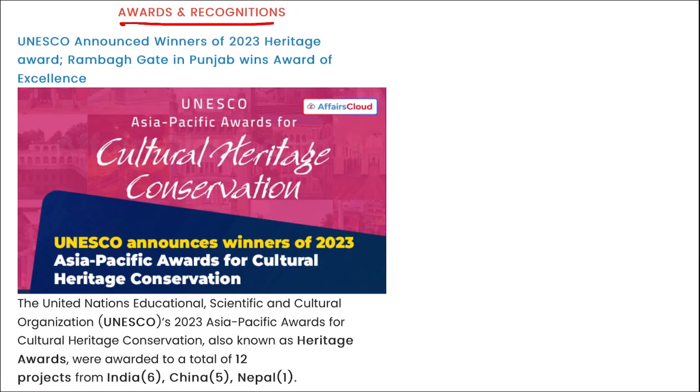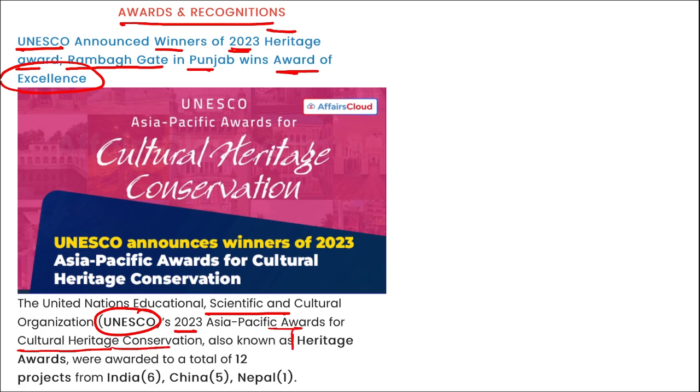Next is your awards and recognition. UNESCO announced winners of the 2023 Heritage Award, and Rambagh Gate in Punjab has won the award of excellence. If we talk about this, UNESCO's 2023 Asia Pacific Award for Cultural Heritage Conservation, also known as Heritage Awards, was awarded to a total of 12 projects. 6 were from India, 5 were from China, and 1 was from Nepal. And here Rambagh Gate and Ramparts in Punjab, India, have won the award of excellence.